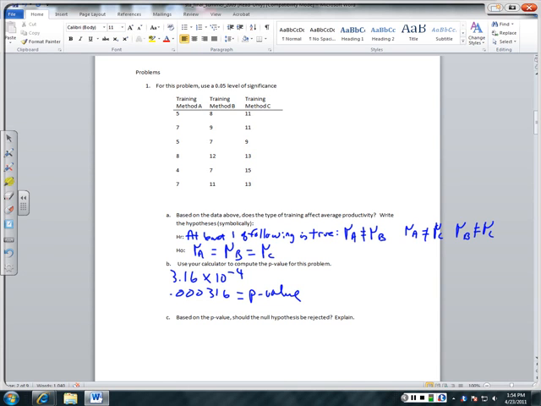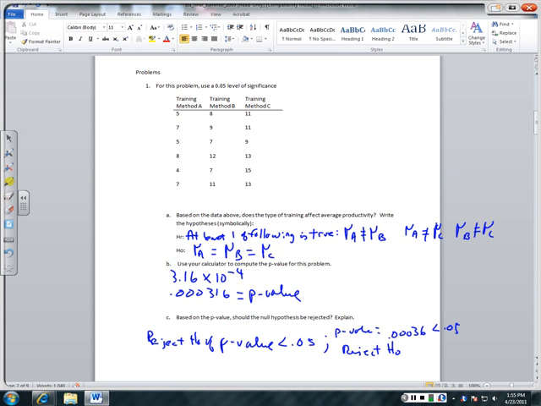And with alpha 0.05, part C is we would reject H0 if the p-value is less than 0.05. The p-value is equal to 0.00036. That is less than 0.05. Therefore, you reject H0.